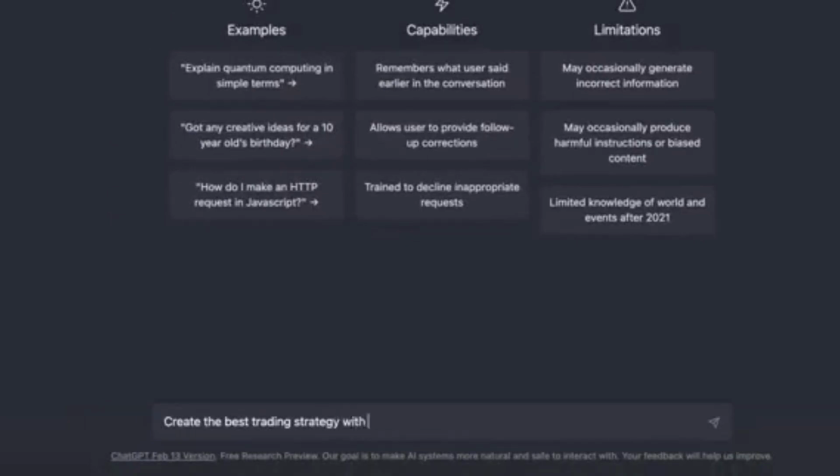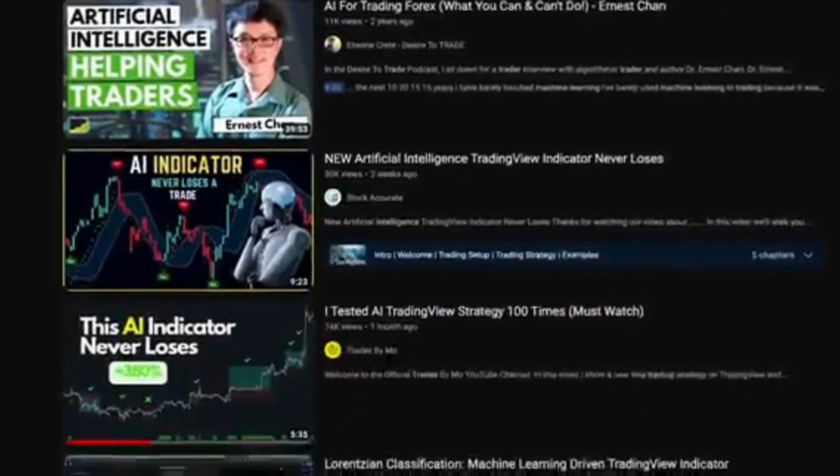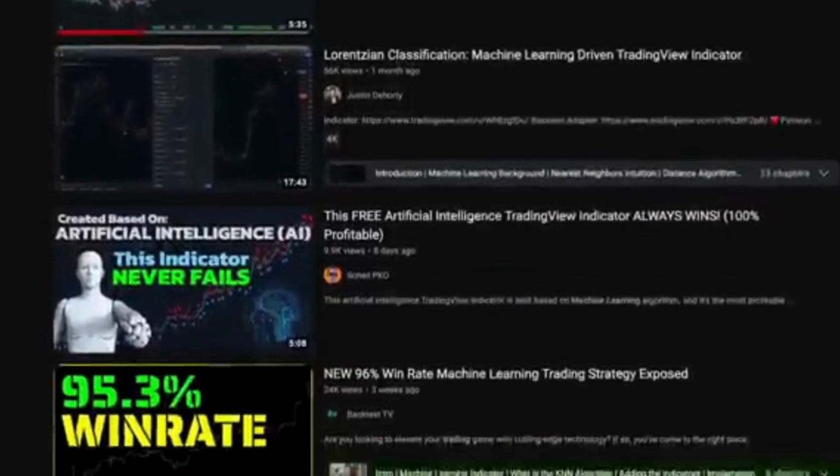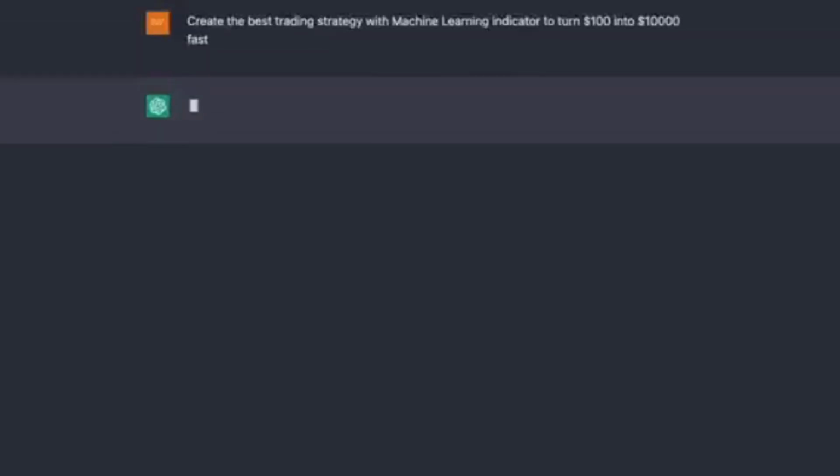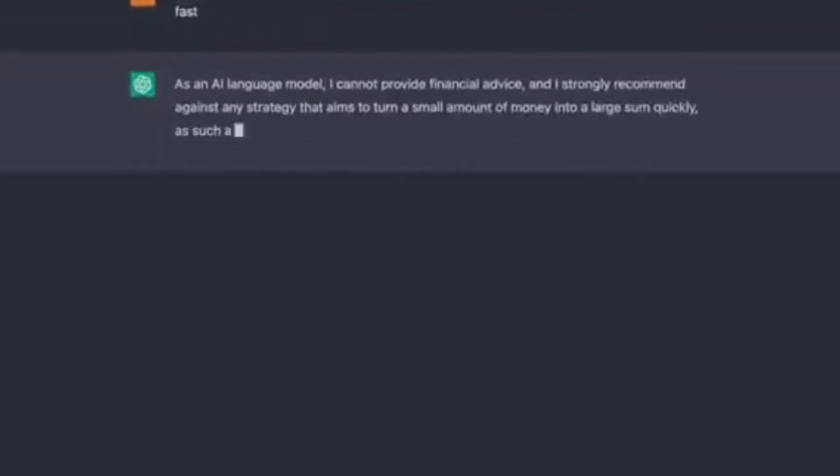I went ahead and asked it to create the best strategy using an AI-based TradingView indicator called the machine learning. This indicator is currently going absolutely viral. I also mentioned that the strategy's goal is to turn $100 into $10,000 in the shortest amount of time possible. It provided me with a detailed strategy.